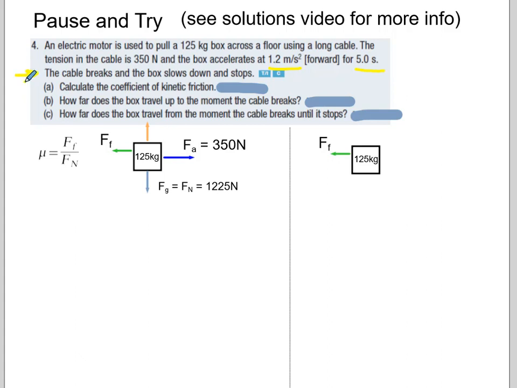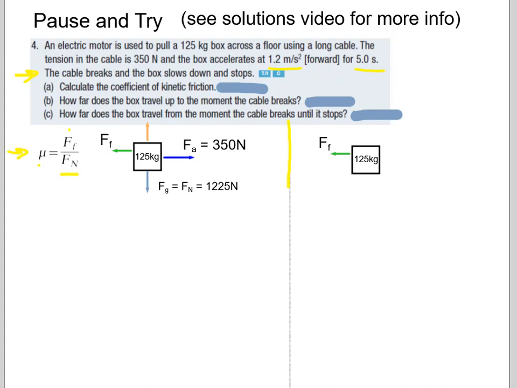That's the other piece. This is a two-part problem. So there's one part where there's an applied force, and then there's another part where there's no applied force. Calculate the coefficient of kinetic friction. So if I get my equation out here, I say, well, I know my Fn, but I don't know my coefficient and I don't know my force of friction. So I have two unknowns in one equation. I can't possibly solve this, so I have to do some more work.